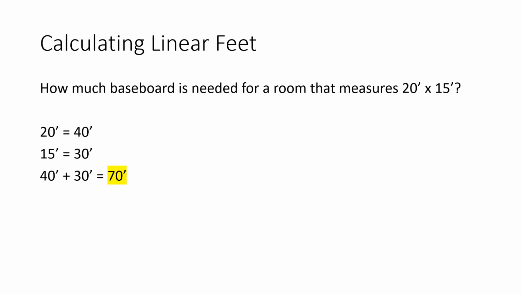Calculating linear feet. How much baseboard is needed for a room that measures 20 foot by 15 foot? 20 foot equals 40 foot because it's twice. 15 foot equals 30 feet because it's twice. You add them together and you need 70 feet.